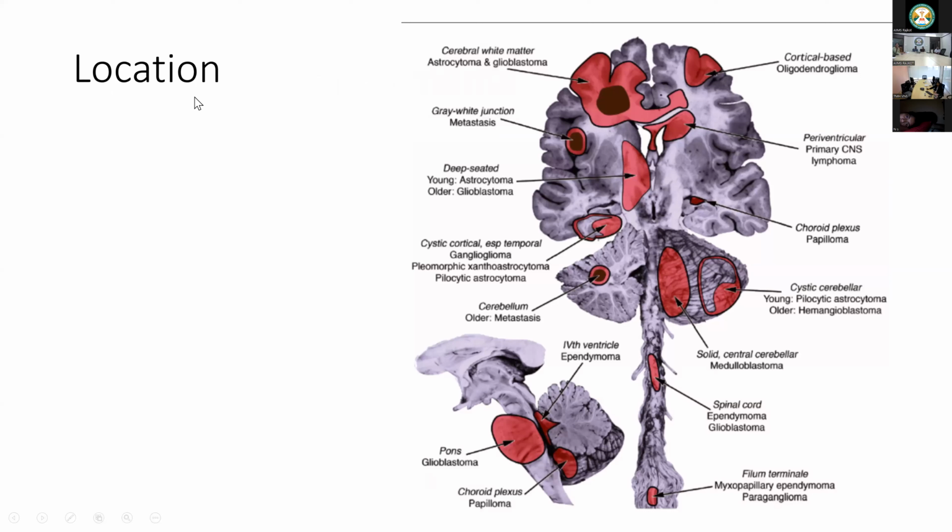Then the location also gives a hint, like cerebral white matter. If the tumor is located in cerebral white matter, it means we are most likely looking at glial tumors. Then periventricular location, we might be looking at a CNS lymphoma. Metastasis is mostly found in the gray-white matter junction. Choroid plexus means the tumor can be a choroid plexus papilloma. If it's a posterior fossa tumor, it can be a medulloblastoma or a pilocytic astrocytoma. Then ventricular tumors can be ependymomas. So all these aspects are important.